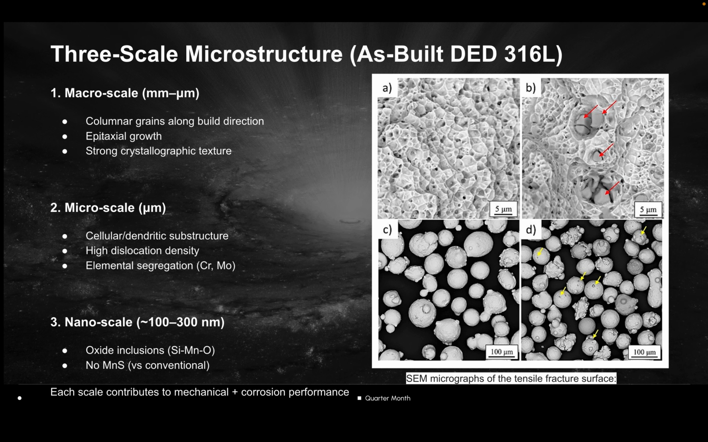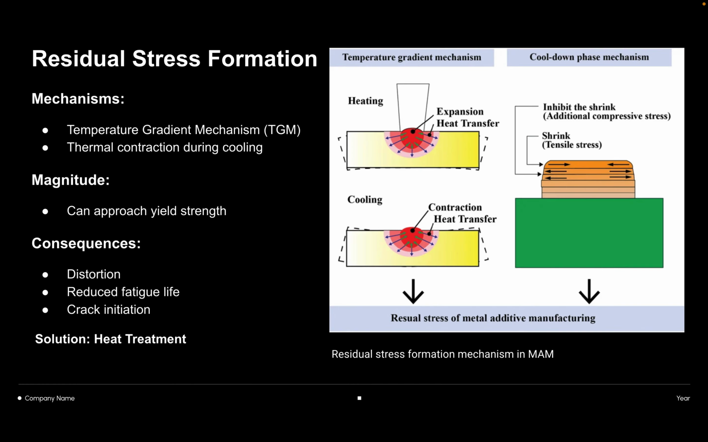Three scale microstructure. At the macro scale, columnar grains grow along the build direction due to directional solidification. At the micro scale, cellular and dendritic structures form with high dislocation density, which contributes to strength. At the nanoscale, oxide inclusions are present, while harmful MnS inclusions are largely absent. Together, these features give DED 316L its unique combination of mechanical performance and corrosion resistance.